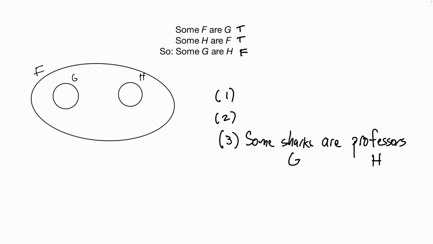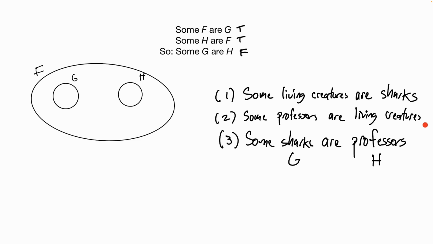So I could say as the first premise, some living creatures are sharks. And as my second premise, I could say some professors are living creatures. Now, that's an understatement, of course, because we can say that all professors are living creatures, but that doesn't make it wrong to say that some professors are living creatures. That's still true. So these two premises are in fact true, and this conclusion is in fact false, of course.